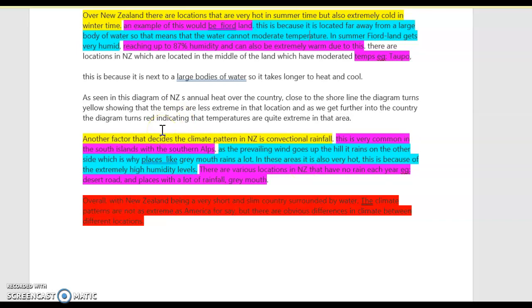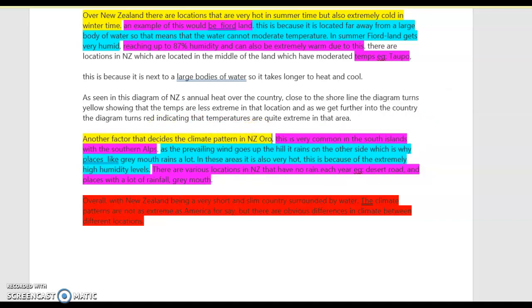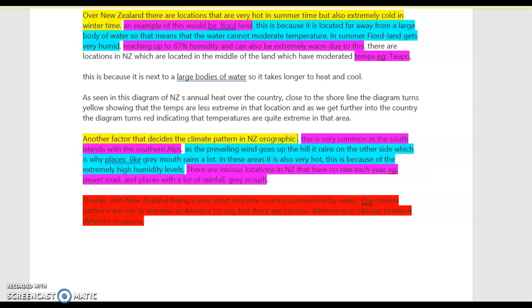He's right, but again, this is slightly wrong, and that should be orographic. But if he changes that again, it's looking pretty good. He has a summary there.